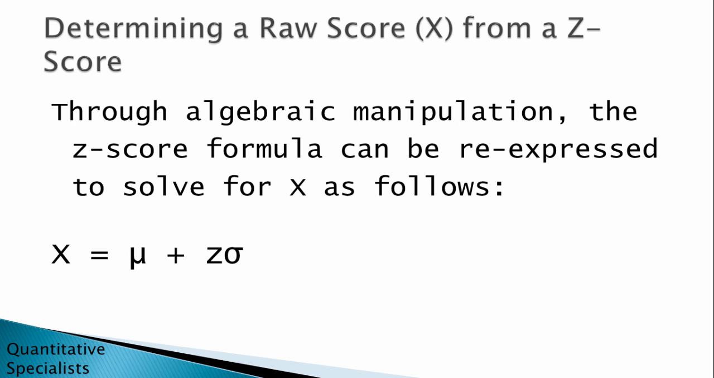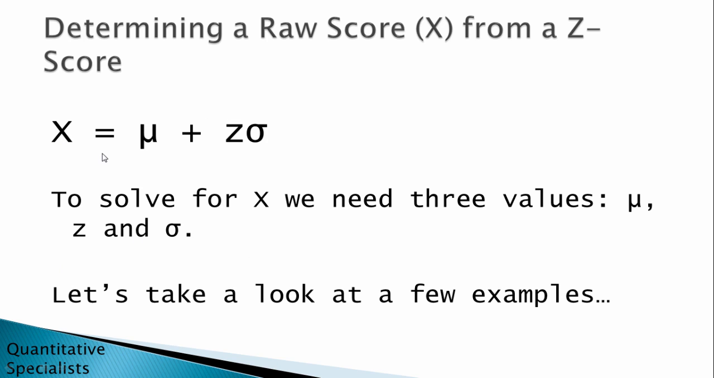Now we can take the z-score formula, and through algebraic manipulation, it can be re-expressed to solve for x as follows. X equals mu plus z times sigma. Once again, this is just the z-score formula where we've just isolated x, and this is often provided in textbooks. So we use this formula when we don't want to find a z, but instead when we want to find an x. Okay, to solve for x, notice that we need three values: the mean, the z-score, and sigma, the standard deviation. So let's go ahead and take a look at a few examples.